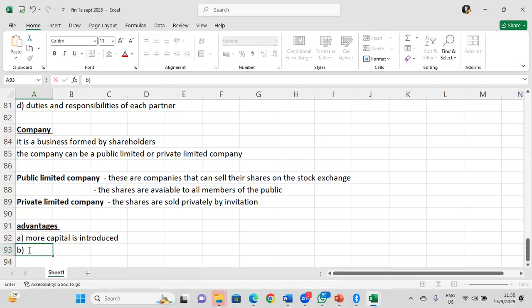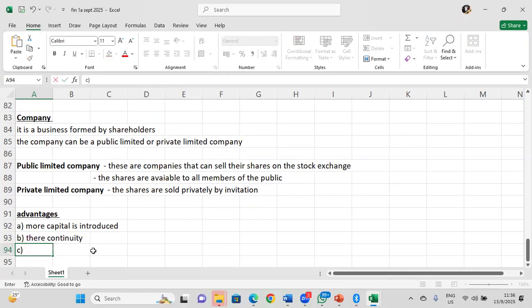Then also, if you're running the business as a company, another advantage is continuity. If the owner dies, the business has continuity. If Strive Masiyiwa were to die, Econet doesn't close. Even if some of the founders, like Bill Gates, were to die, it doesn't mean Microsoft is going to close. So we are looking at a company, which means there is continuity. The business continues even in the absence of the originator.